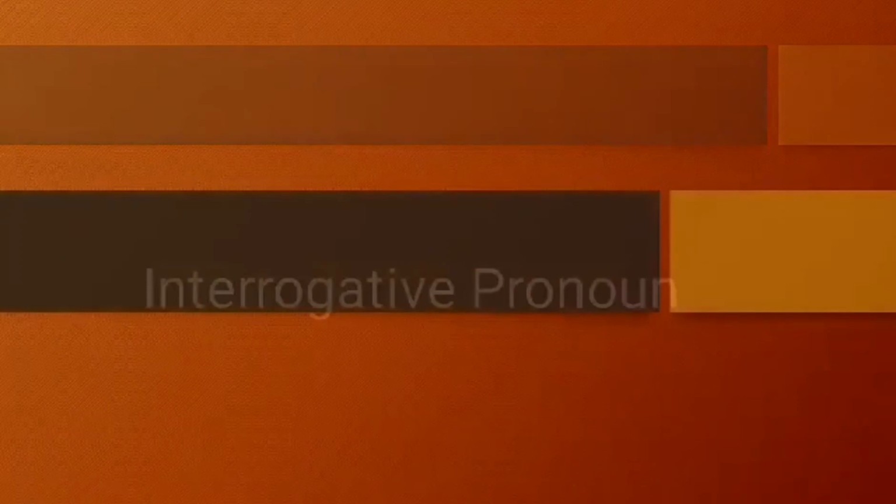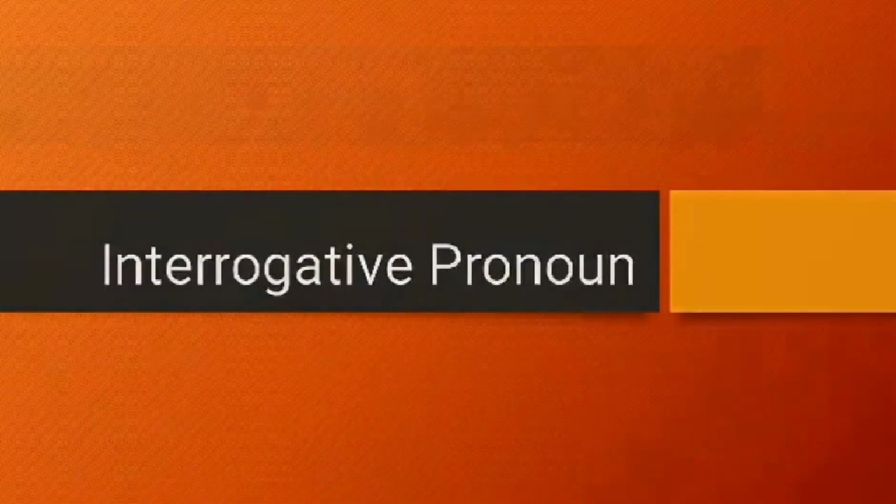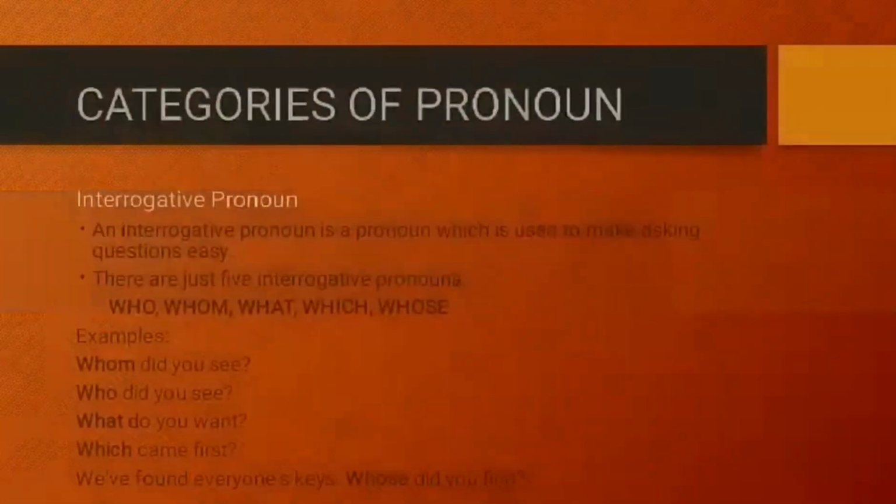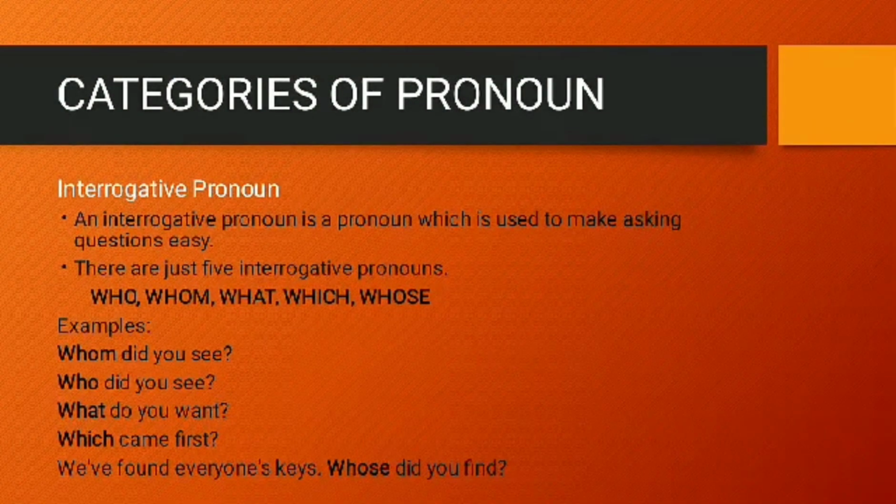So next one is interrogative pronoun. An interrogative pronoun is a pronoun which is used to make asking questions easy. So we use interrogative pronouns to ask questions. The interrogative pronoun represents the things that we don't know. There are just 5 interrogative pronouns, or the 5 main questions asked in interrogative pronouns. That is who, whom, what, which, whose.